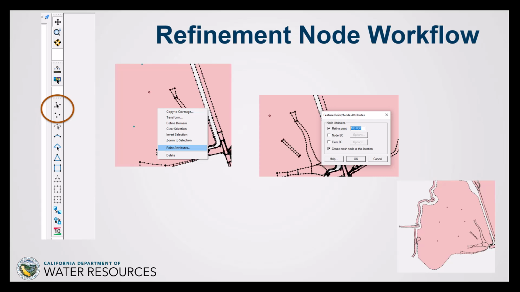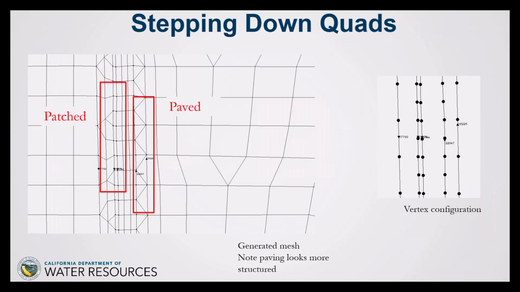Just for completeness, the way that you do the refinement node in the map interface, you would create the points using the create node button, and then you would select them, choose point attributes, and choose your desired resolution.